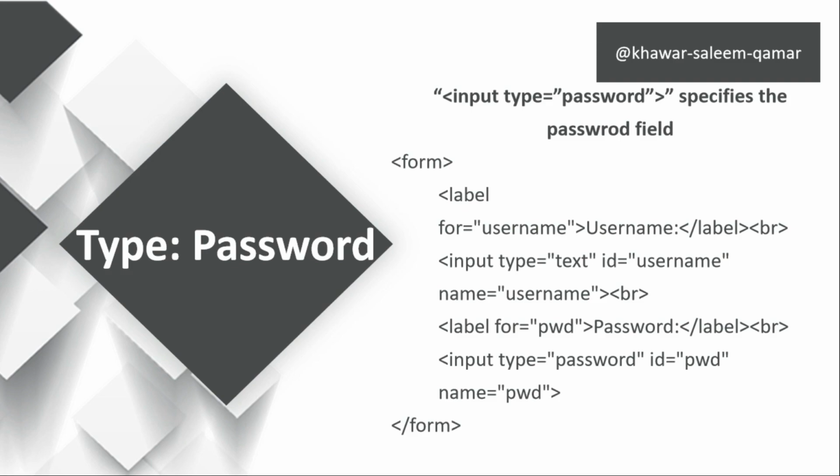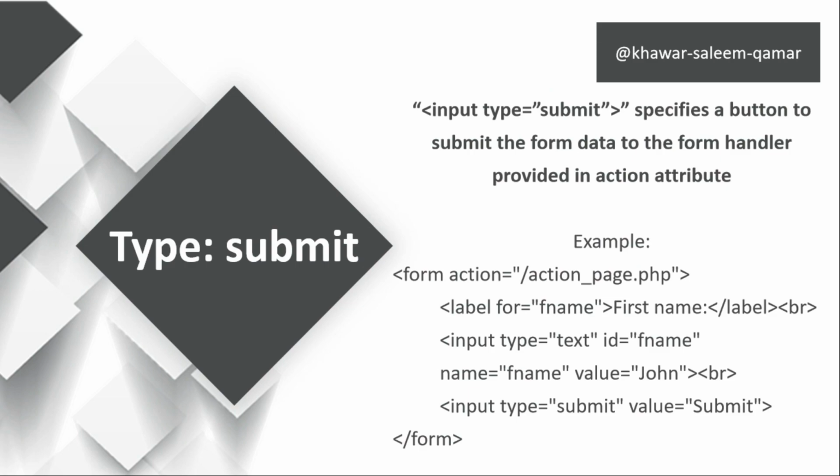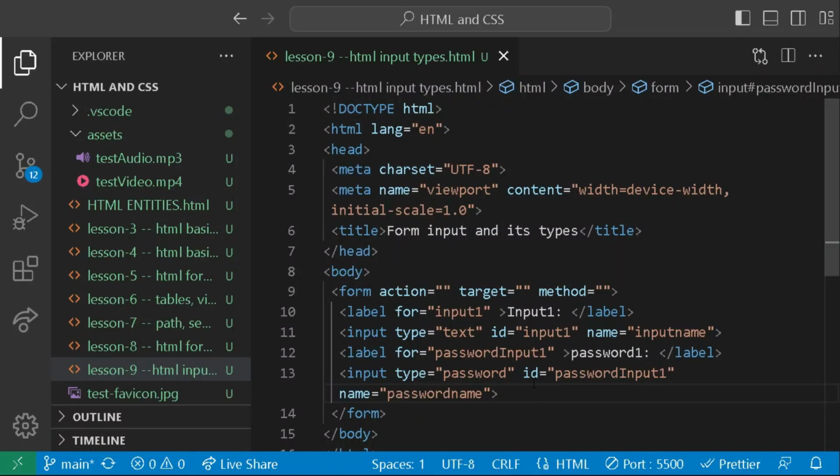So after this type password, we have the type submit. This type specifies a button to submit the form data to the action location. Whenever this button is clicked, the data of the form will be sent to our action location. Right here in this example, if this is action_page.php as action, as soon as this submit input is clicked, the data will be sent to our action.